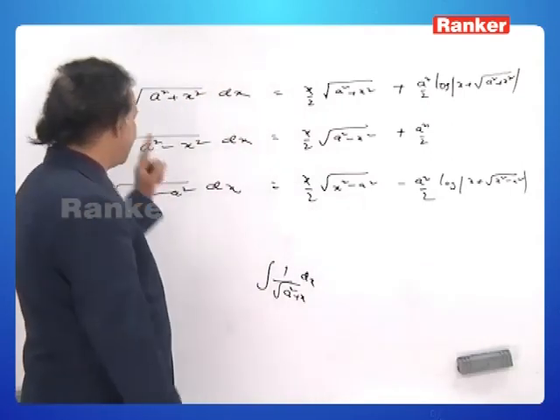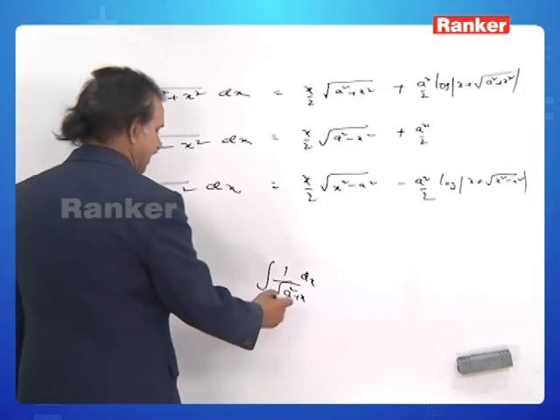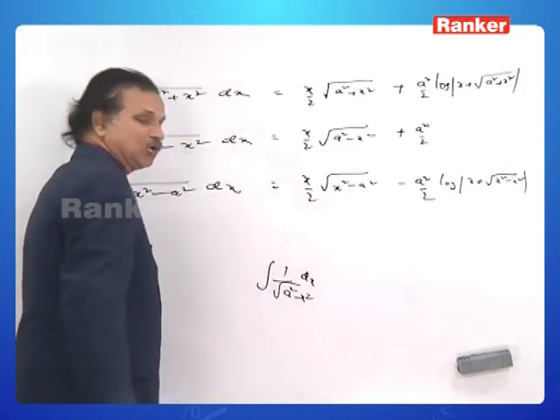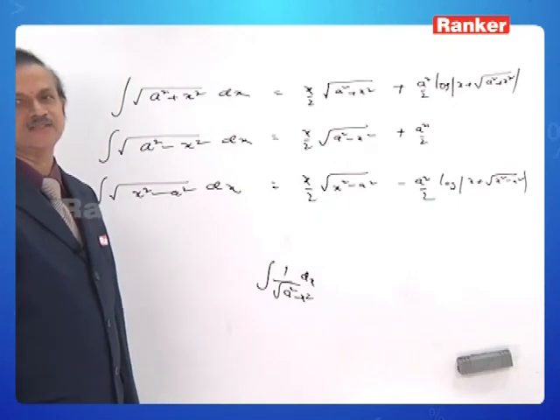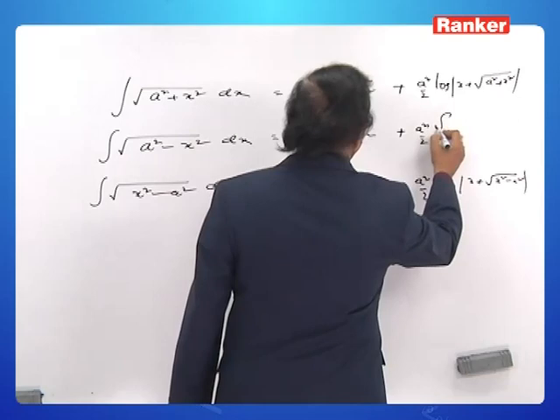But in this case, if root of a square minus x square lies at the denominator, what happens? What I mean to say is 1 by root of a square minus x square. What is the answer? Sin inverse x by a. Therefore, it is sin inverse x by a.